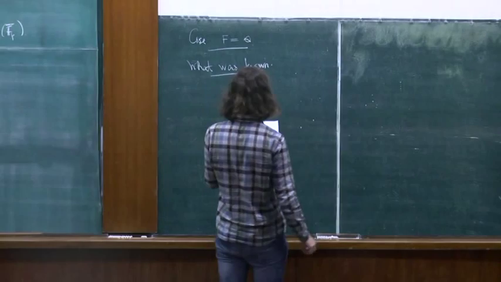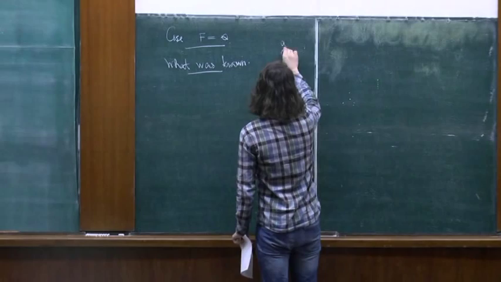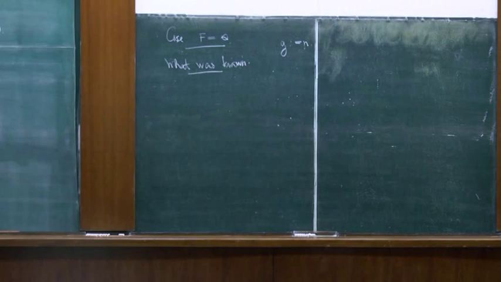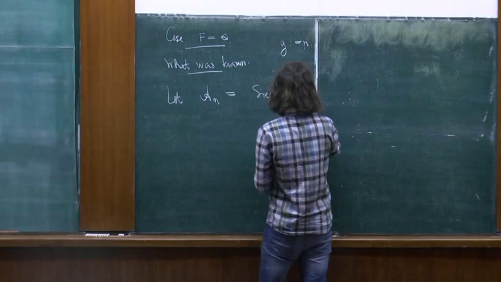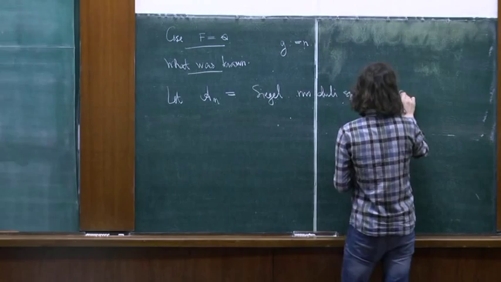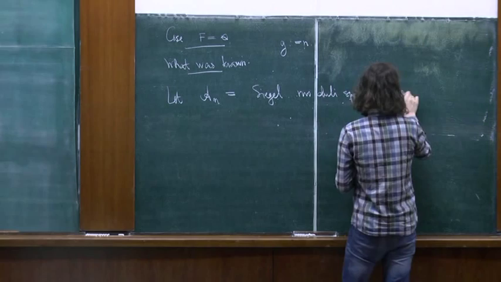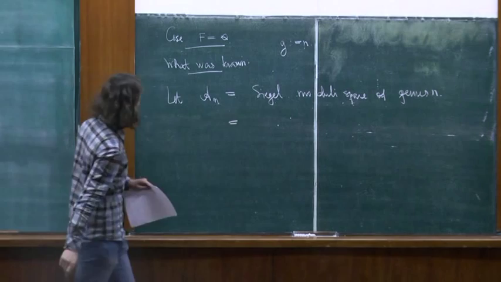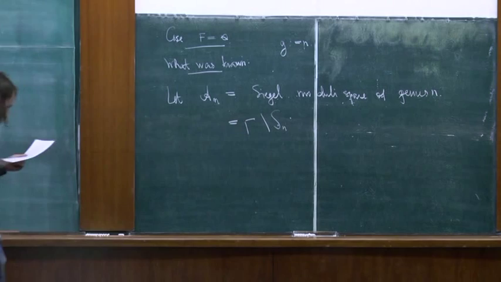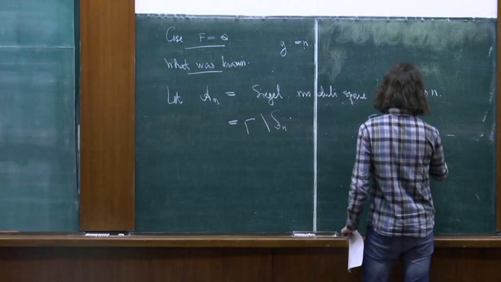So I should also say that I might slip and write sometimes G, and G, if I write it, is supposed to be the same as N. So let A_N be the Siegel moduli space of genus N. I should include a level in the notation, but I will ignore that. So it's a quotient of some symmetric space again by some Gamma. And again, I'm ignoring the adelic part. So where Gamma in Sp_2N(Z) is some congruence subgroup.